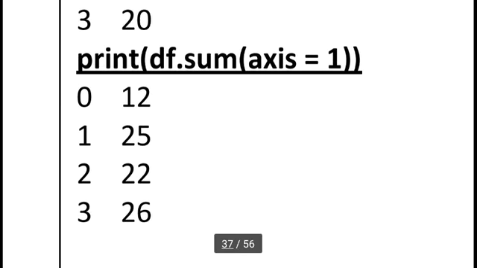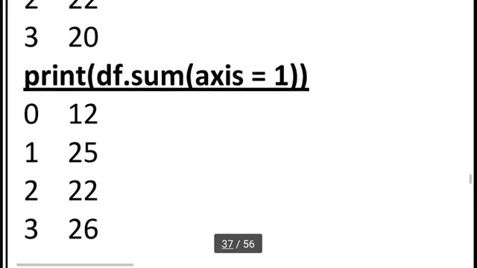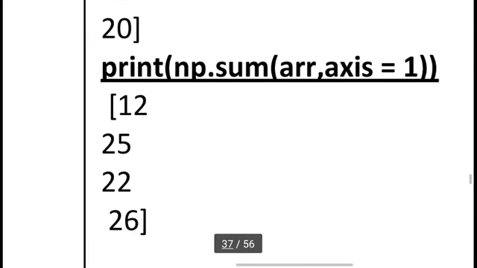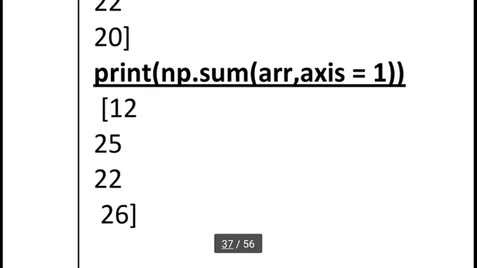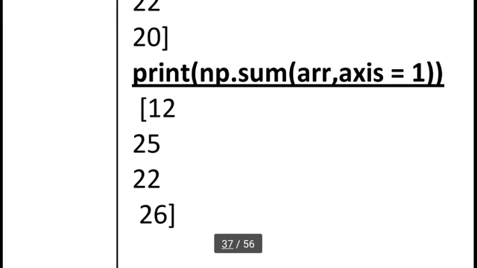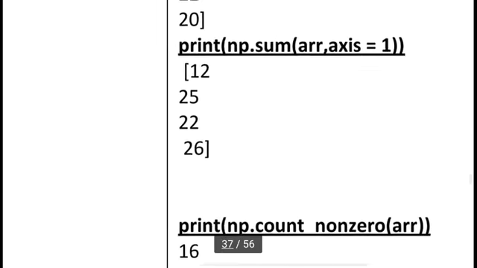So 12, 25, 22 and 26. Same thing we can perform if we already store data in a NumPy 2D array. So np.sum(x, axis=1). Here some part is different from the pandas data frame syntax. Here I am using np.sum. The result is the same: 12, 25, 22 and 26.